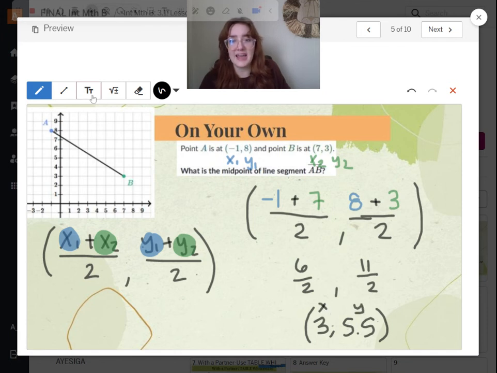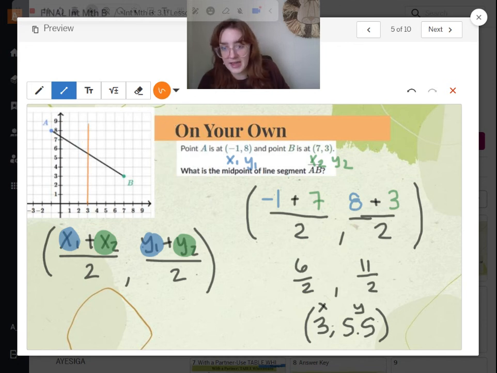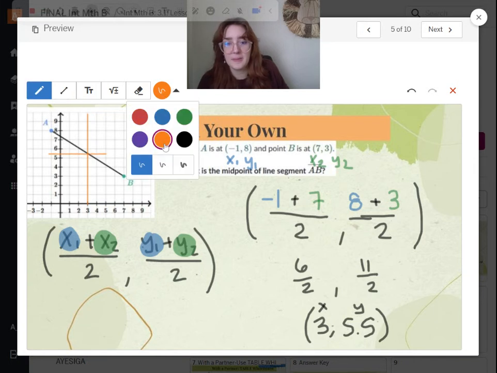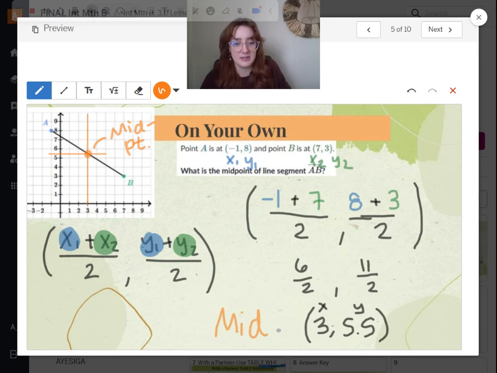Let's double check. When x is 3, y should be 5.5. All right. Bam, midpoint. And I forgot to label this as a class. This is our midpoint. The middle point. And then we'll box it. That's our answer.